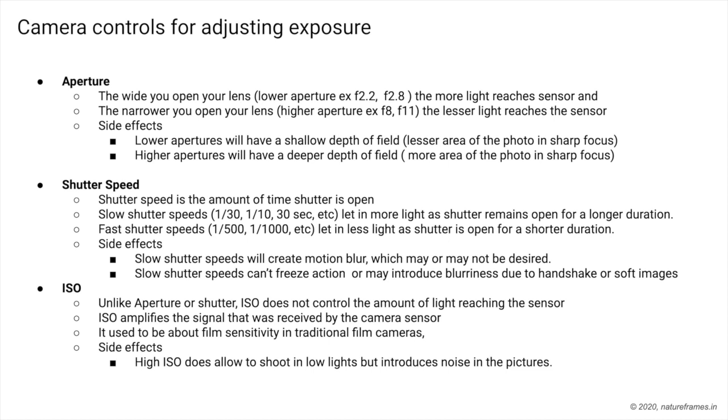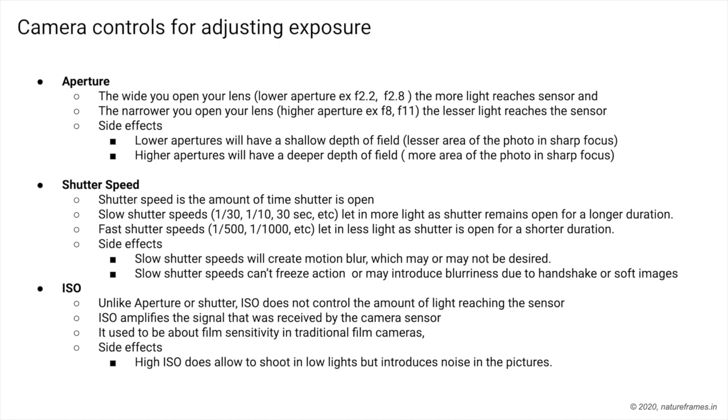The side effects of this: lower apertures will have a shallow depth of field, meaning less area of the photo will be in sharp focus. Higher apertures will have a deeper depth of field, meaning more area of the photo will be in sharp focus. The shutter speed. Shutter speed is the amount of time the shutter is open.